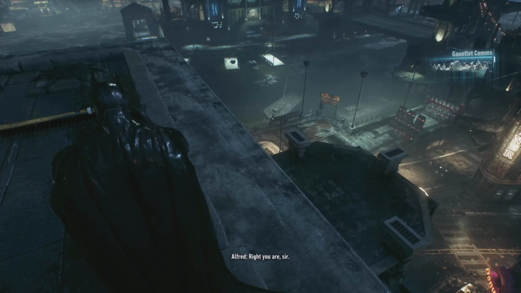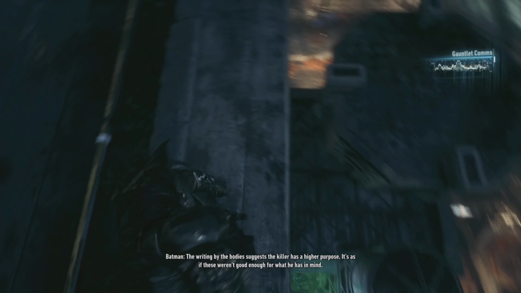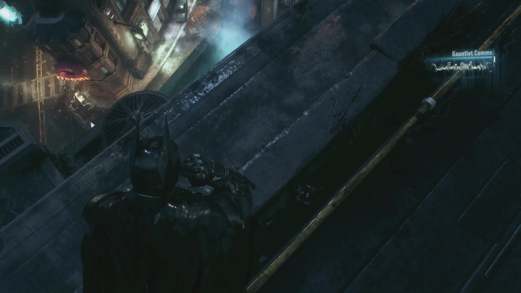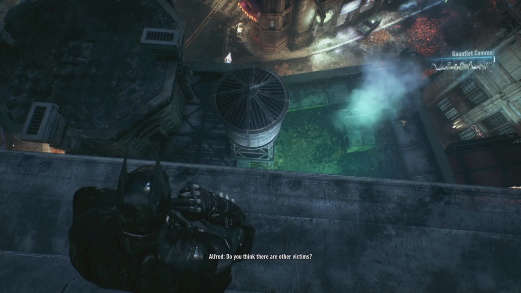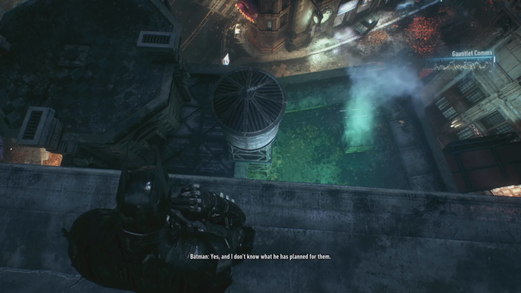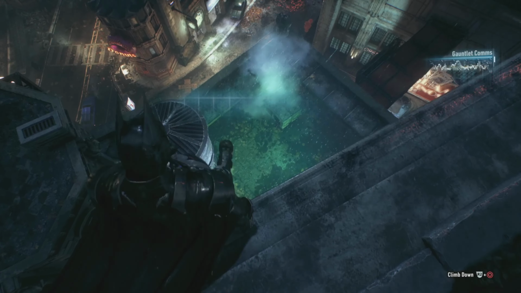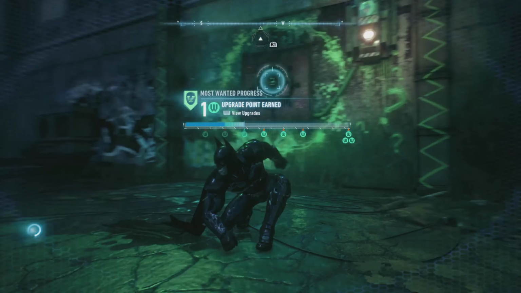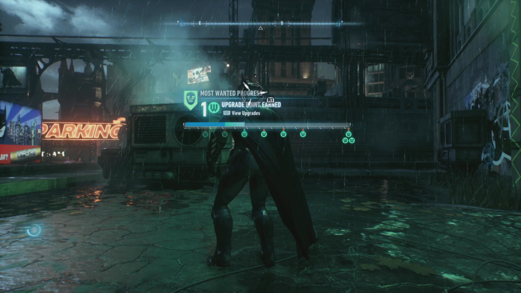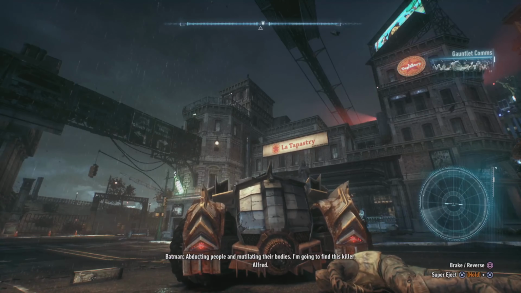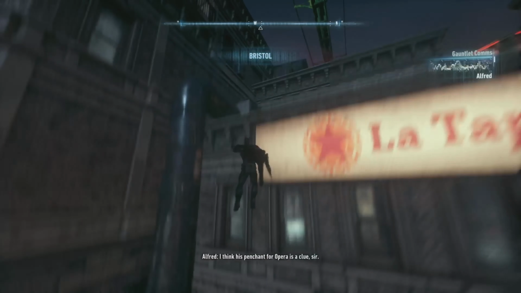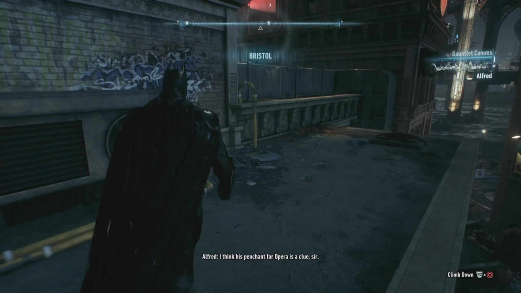Right you are, sir. The writing by the bodies suggests the killer has a higher purpose. It's as if these weren't good enough for what he has in mind. Do you think there are other victims? Yes, and I don't know what he has planned for them. Abducting people and mutilating their bodies. I'm going to find this killer, Alfred. I think his penchant for opera is a clue, sir.